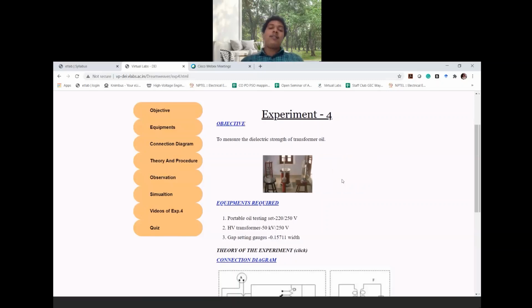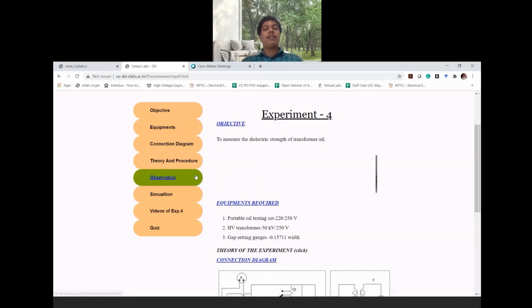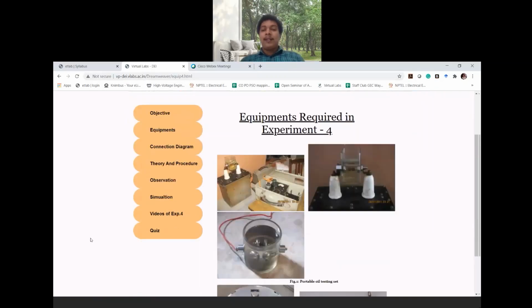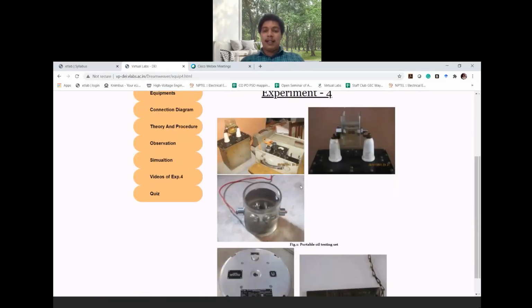When you are in a high voltage lab, this is what it will look like. We can get into more details. These are some of the equipments. This is the test cell. So as you can see here, it is usually made of perspex. So this is our test cell in which we add transformer oil, and you have an electrode arrangement like this.